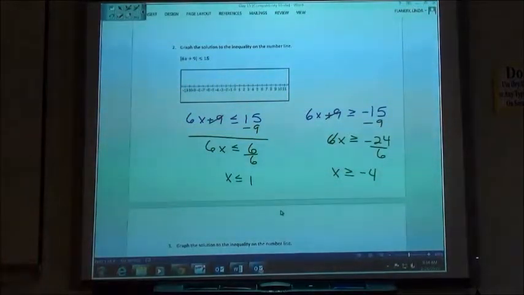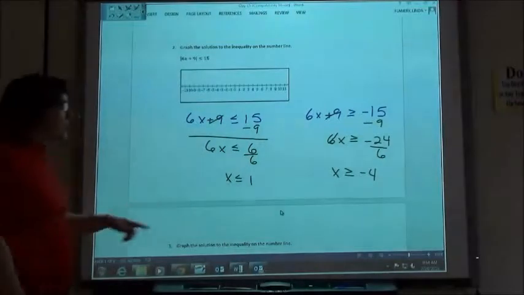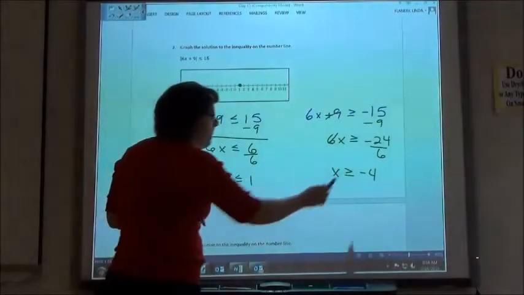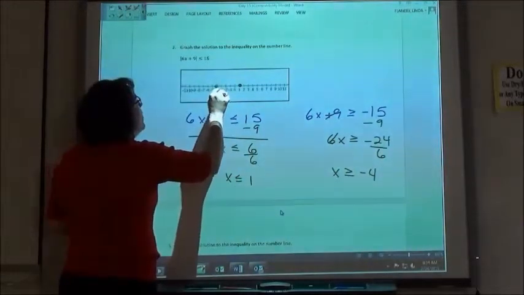I have to put both those on the number line. Since they do have the equal to bar underneath, we're going to use the filled in circle. So we use a filled in circle at 1 and a filled in circle at negative 4.